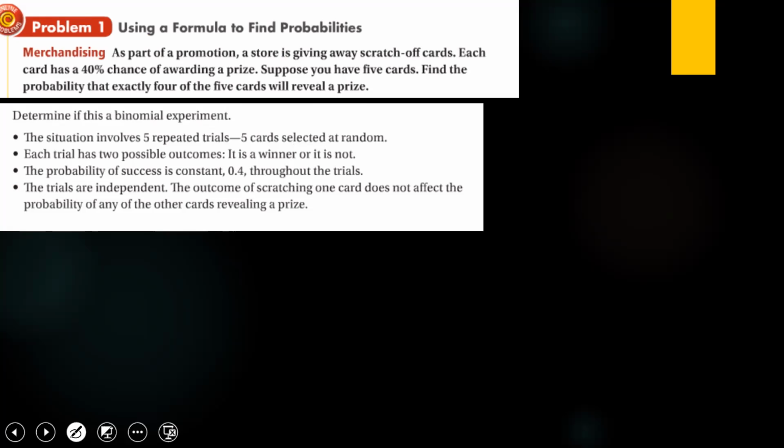So they told me now a chance of awarding a prize is 40%. So we have to find P and we have to find the Q. This is the first step. Where is P? It is 40%. Now where's the Q? I didn't write it, but I know that P plus Q must be 1. So it is 0.6. So the probability of win is 0.4. The probability of loss is 0.6. Okay, this is the first step.